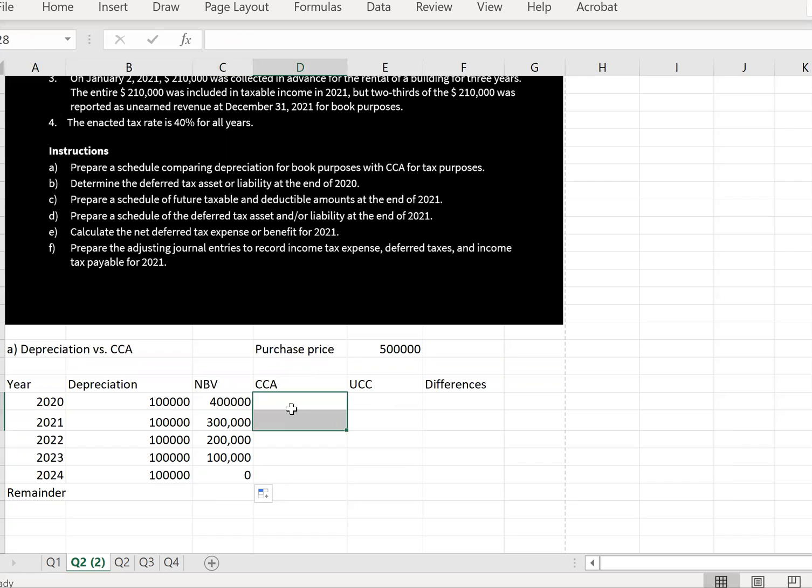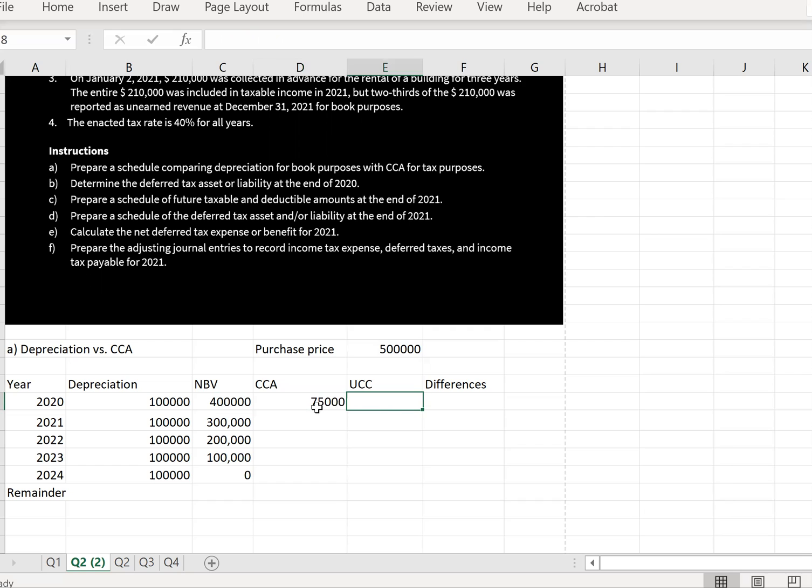Now let's move on to CCA. So for CCA, we're told that this is a 30% asset and that we're going to use the half-year rule for the first year. So to calculate CCA, we're going to start with the same value, the purchase price, and now we're going to apply the rate of 30% to the purchase price. And in the first year, because we're taking the half-year rule, I'm also going to multiply this by 0.5, which is going to take half of what we would normally take. The half-year rule is used to account for assets in the year of acquisition and the year of disposal. It basically evens out the period, so you can assume everything was purchased halfway through the year. So my first year of CCA for tax purposes is going to be 75,000.